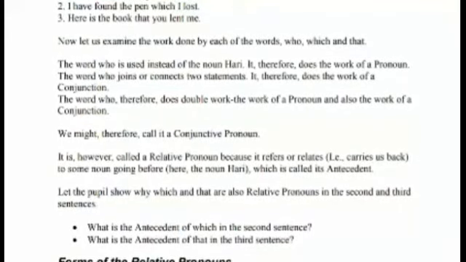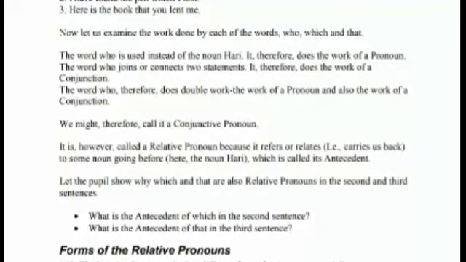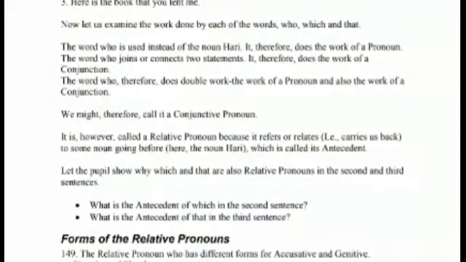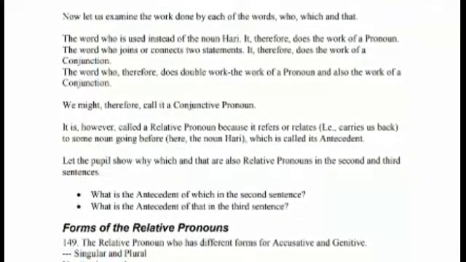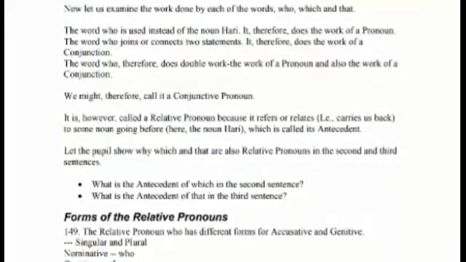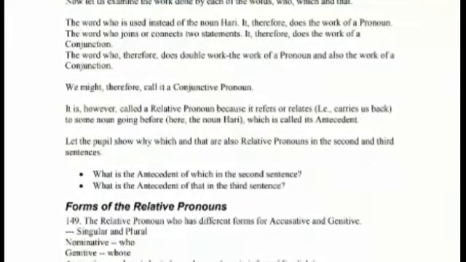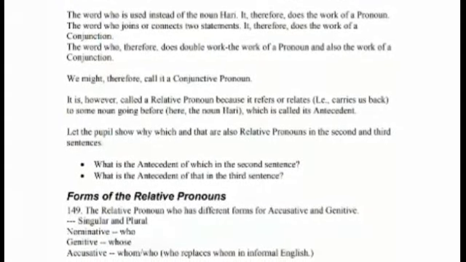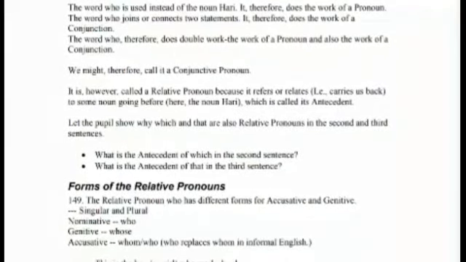The same examples we discussed in parts of speech. We might therefore call it a conjunctive pronoun. The word who works as a conjunction and pronoun both, so it is called a conjunctive pronoun. It is however called a relative pronoun because it refers or relates to some noun going before, which is called its antecedent. Let the people show why, which and that are also relative pronouns in the second and third sentences.